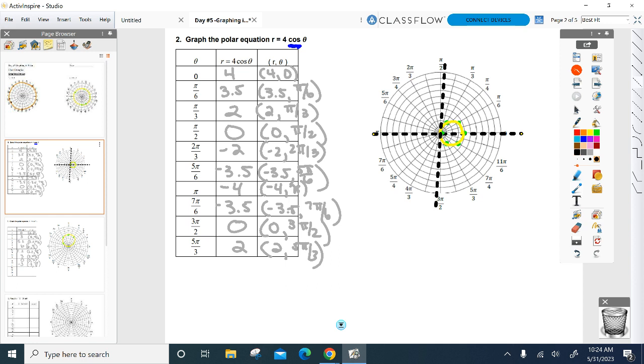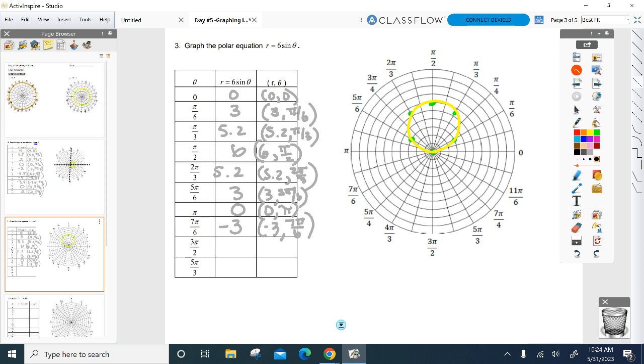If I put a -4, guess how this graph would change? To the left. It would be on the opposite side, the negative side of the x-axis. So if it's cosine, it's on the x-axis. If it's sine, it's on the y-axis. All right? And it's always a circle if it's any number times sine or any number times cosine. Automatic circle. Good?